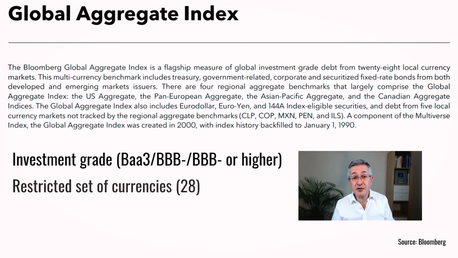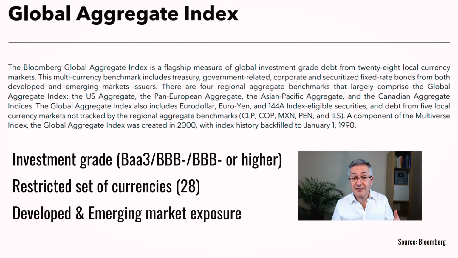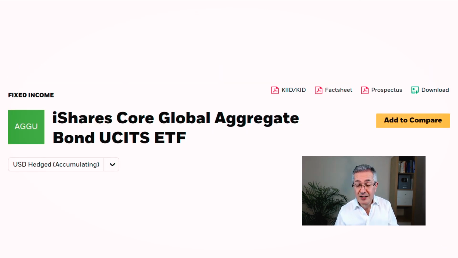Secondly, there's also a constraint on the currencies in which those bonds will be denominated. So that's restricted to 28 currencies globally. And this doesn't just contain developed market bonds. It also contains bonds from emerging markets, although they have to satisfy that rating criterion, so they can't be poor quality bonds. Now, I found the fact sheet on Bloomberg's website, which describes their Bloomberg Aggregate Index, isn't great.